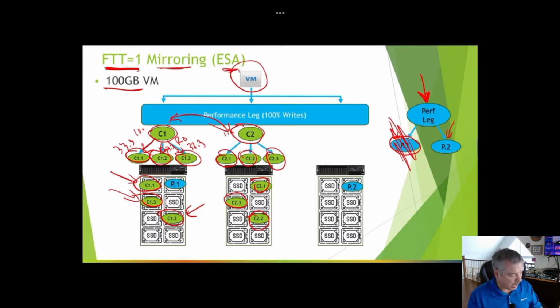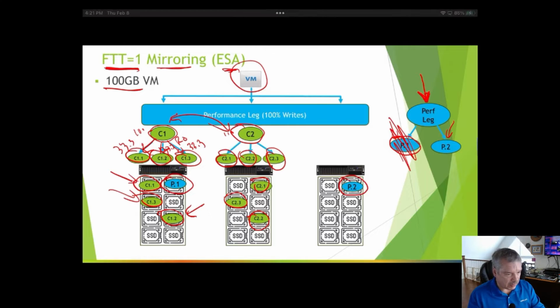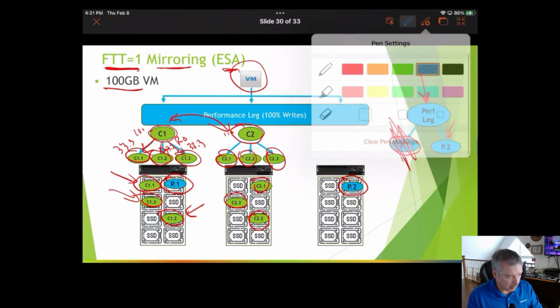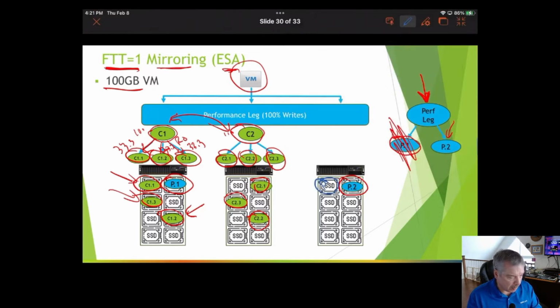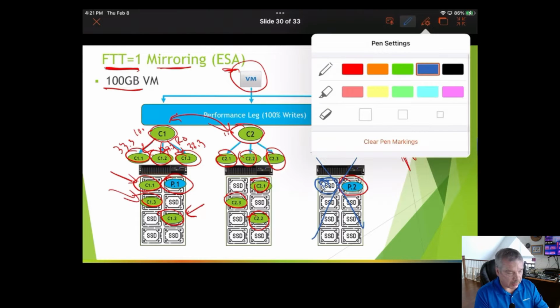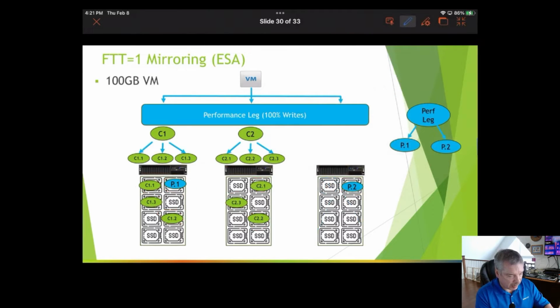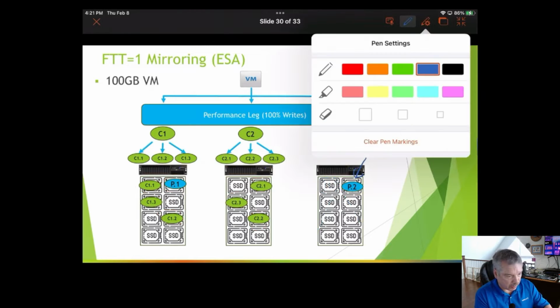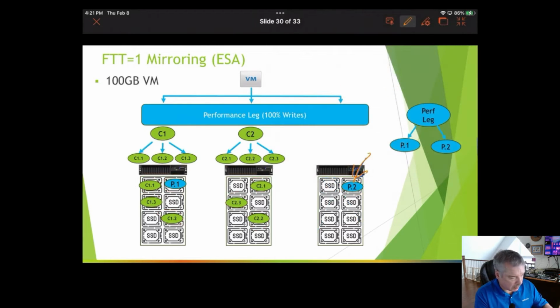So notice again, this one is put over here in this example. This one's here. You might think, well, hey, Steve, why didn't it put that other P1 right there? That would be silly, because if that server died, you just lost all your writes. So the performance leg is going to be striped across fault domains across your servers, so you don't have that single point of failure. So like I said, when the write comes into the VM, sorry, the write will go to the performance leg first. These guys are mirrored, okay?